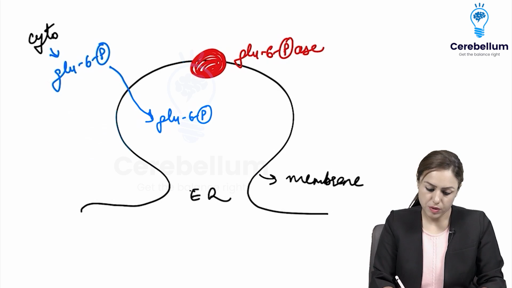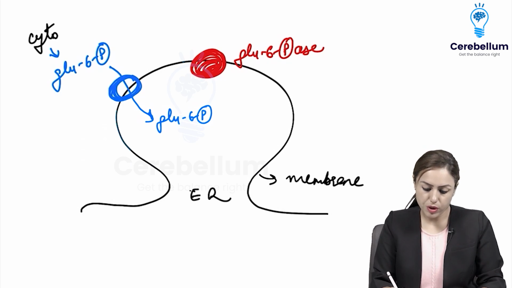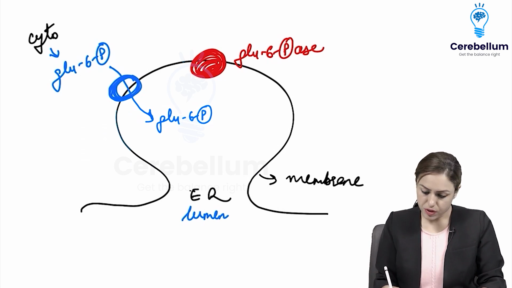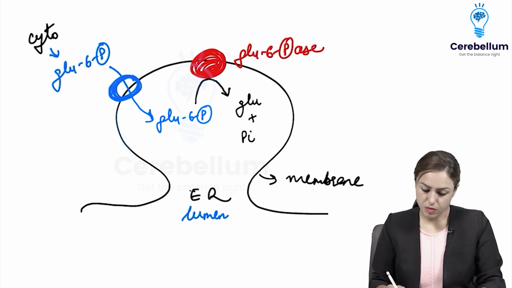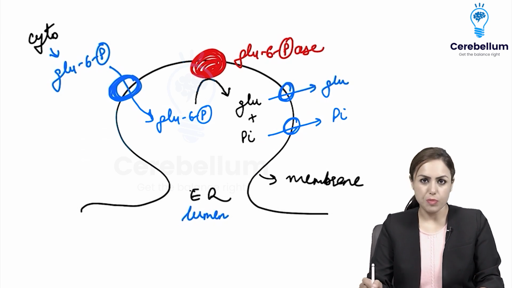This glucose 6-phosphate, with the help of a transporter, will go into the endoplasmic reticulum lumen. So this is the lumen of the endoplasmic reticulum, right? Here this reaction will occur with the help of this enzyme. This enzyme will break it down into glucose plus inorganic phosphate, right? Then this glucose can come out with the help of a transporter. Inorganic phosphate also can come out. So this way it happens.